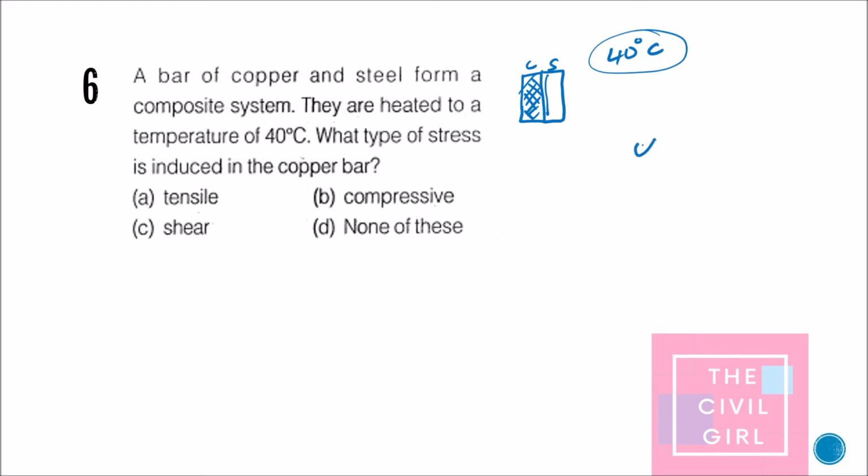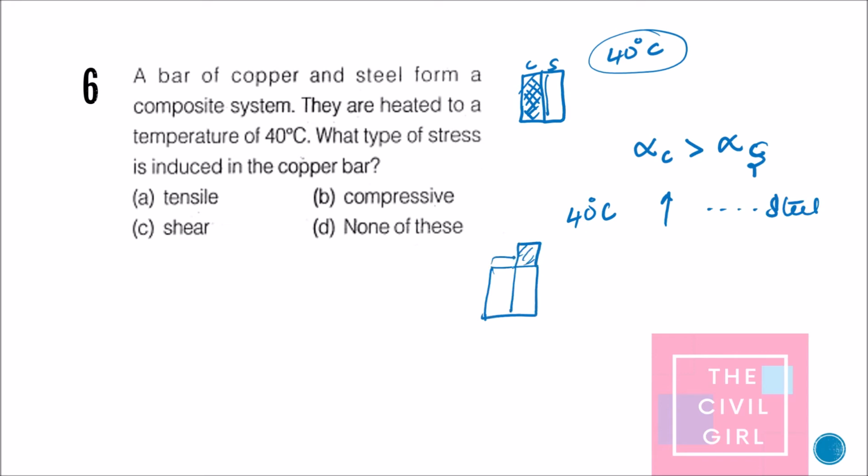We know that the thermal coefficient of copper is greater than the thermal coefficient of steel. What does that mean? This means that copper will expand more for a given temperature. Say for a given temperature of 40 degrees centigrade, copper will expand more than steel. So what will happen if one material wants to expand but the other material is not allowing it to expand? Say this is steel, this is copper. Copper wants to expand but steel is not allowing it to expand. And since they both are a composite material, the change in length should be the same for both the materials.